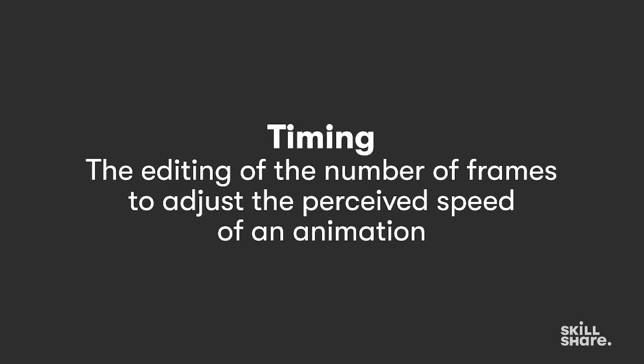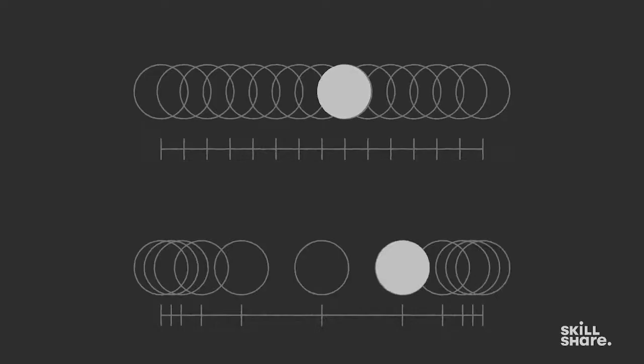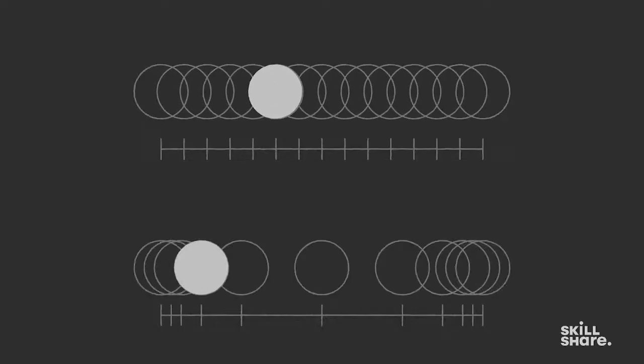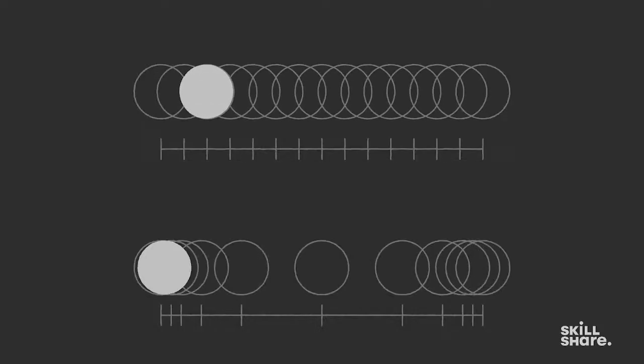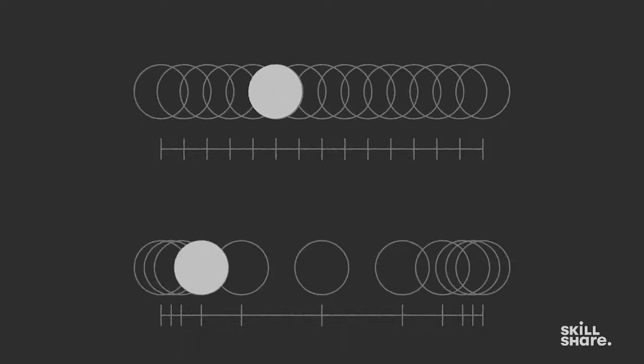The sixth principle is timing. This is a technical one. Timing refers to the number of drawings or frames for a given action, which translates to the speed of the action itself. By adjusting the timing of a scene, animators can make that scene look either slower and smoother with more frames, or faster and crisper with fewer frames.